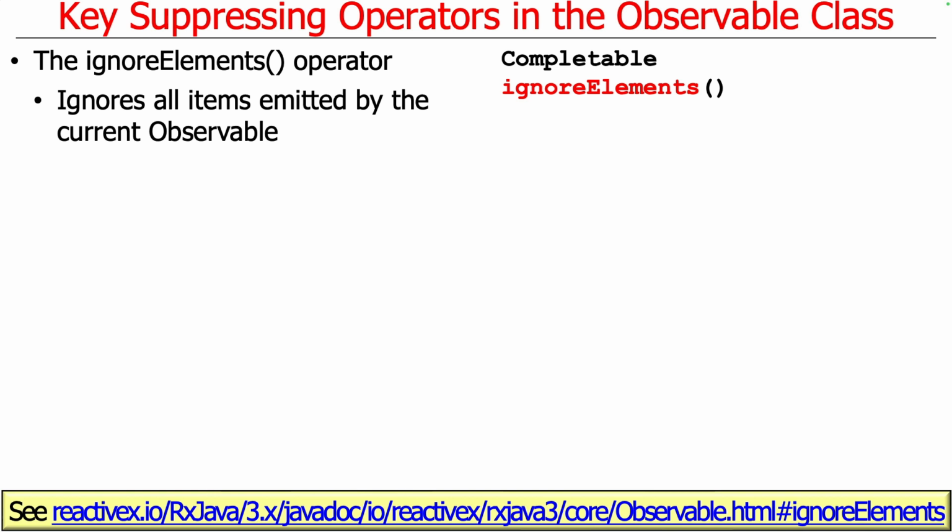The next operator we're going to talk about is really funky, and it's called ignore elements. And what it does is it ignores all the items that are emitted by the observable that it's called on.